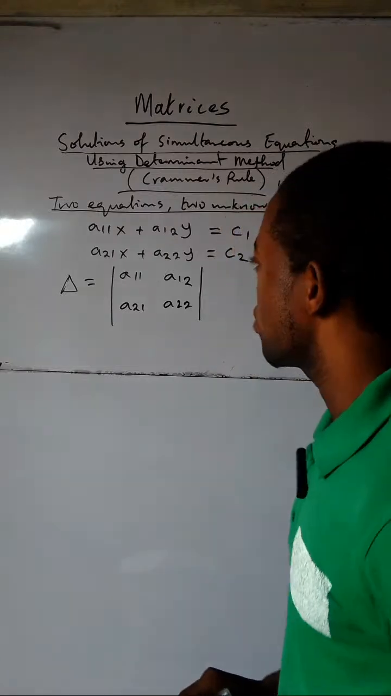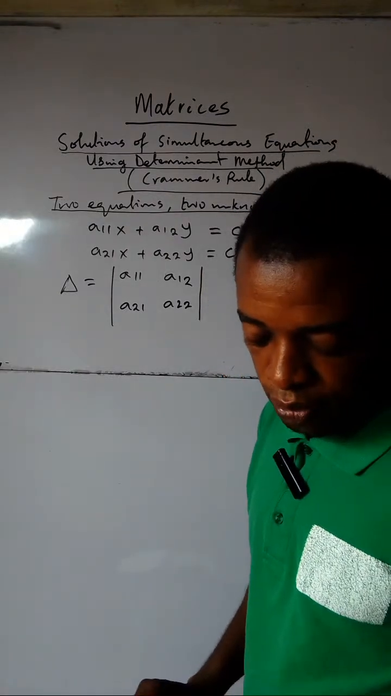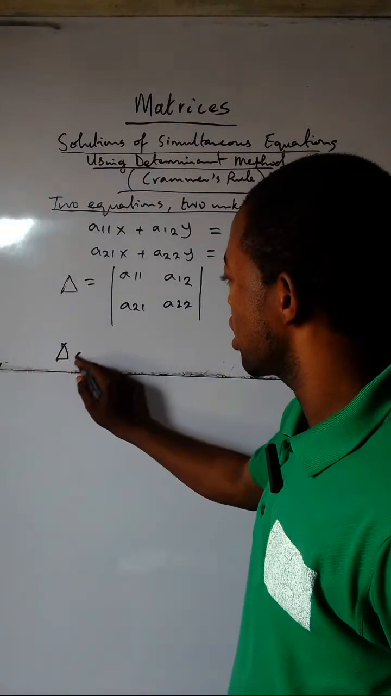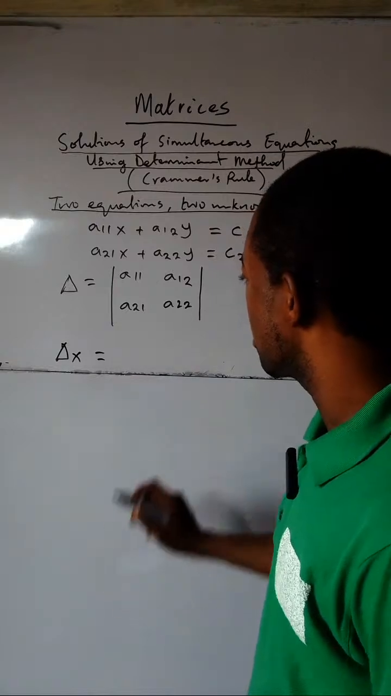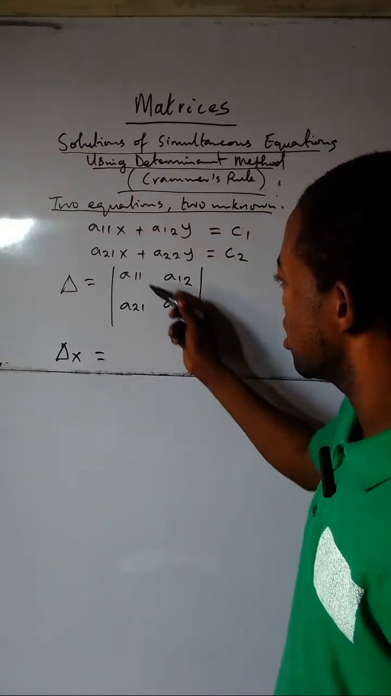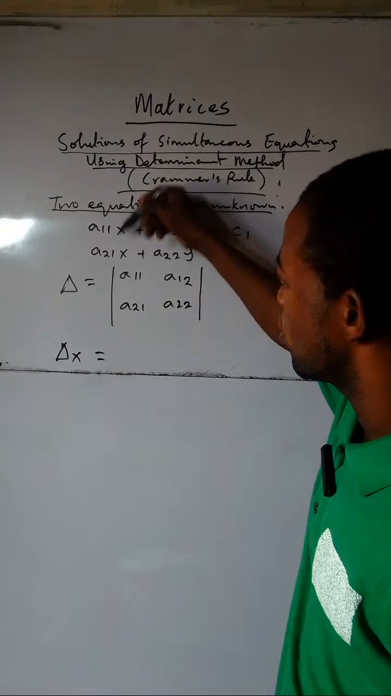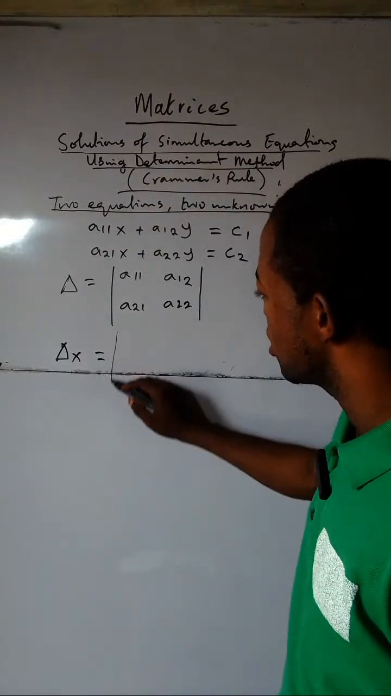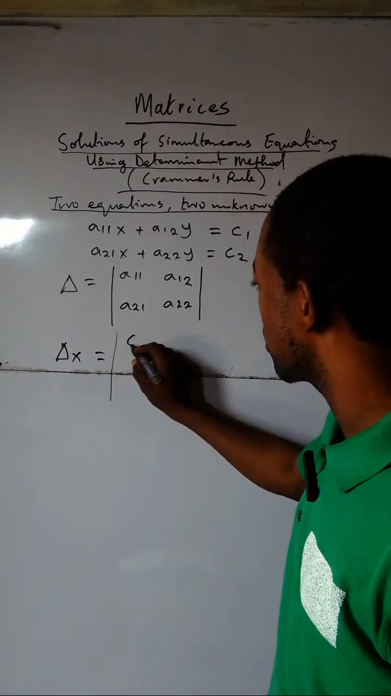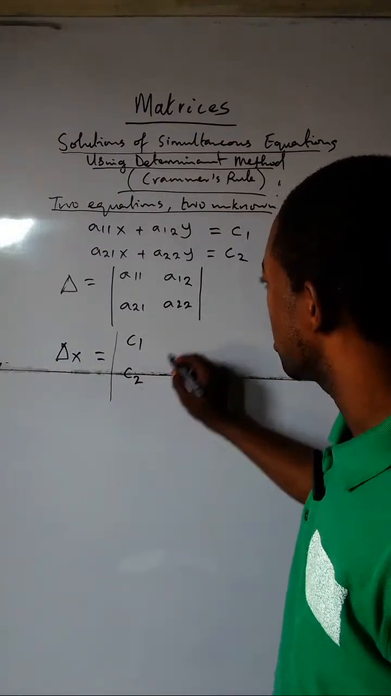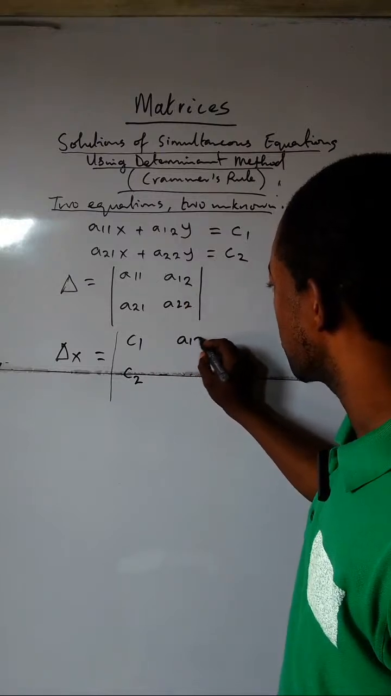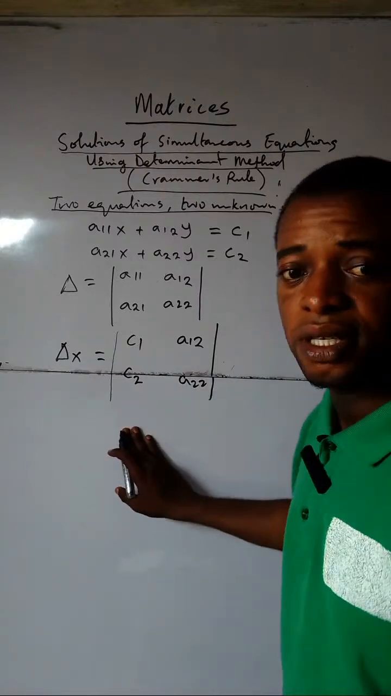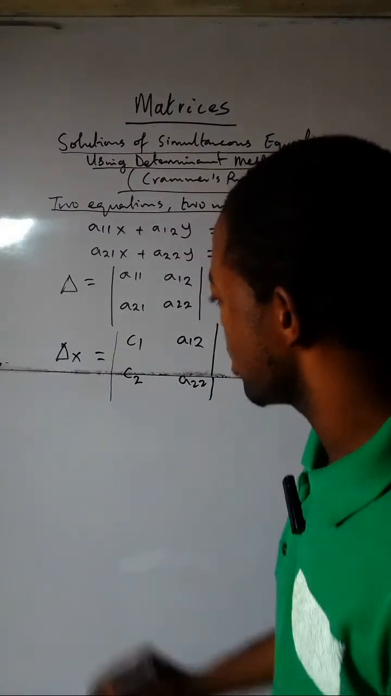Then the next thing is to find determinant with respect to x. We call this delta x. For this, we are going to replace the first column, standing for the variable x, with the constants c1, c2. Then we maintain the second column as a12 and a22. Then we find the determinant with respect to x.